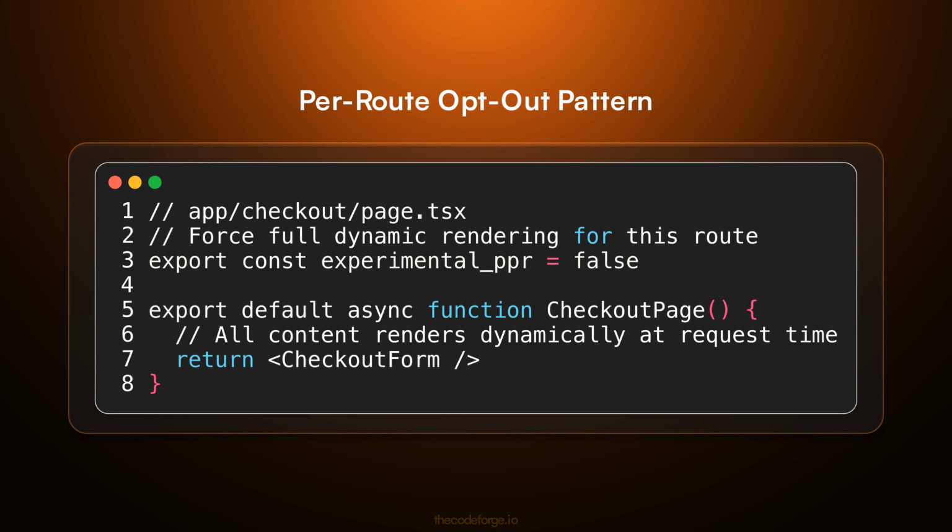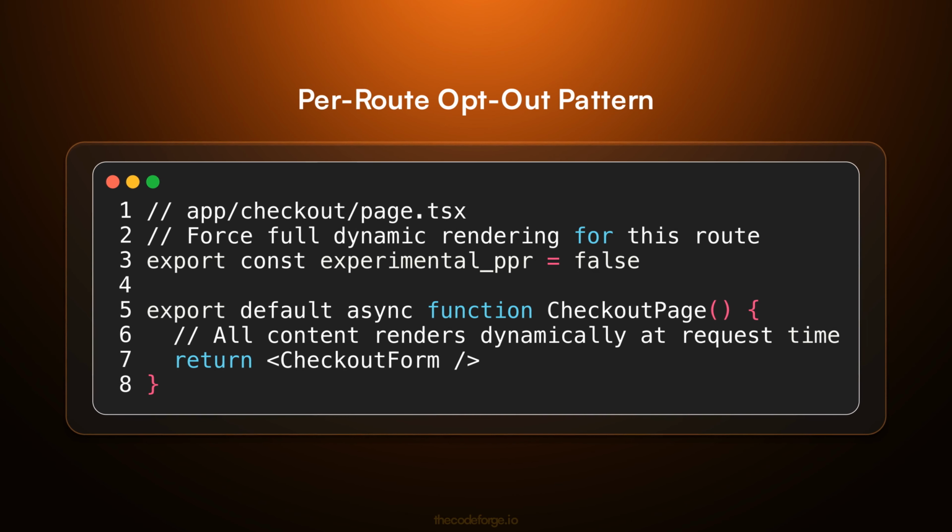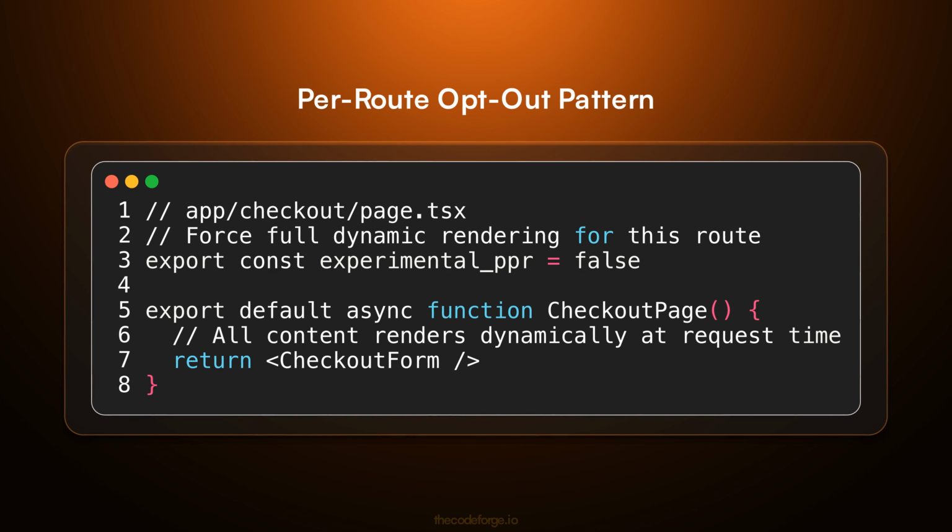The article mentions that PPR is global, but you can opt out a specific route by setting export const experimental PPR equals false in the page file. This forces full dynamic rendering for that route while keeping PPR enabled globally.